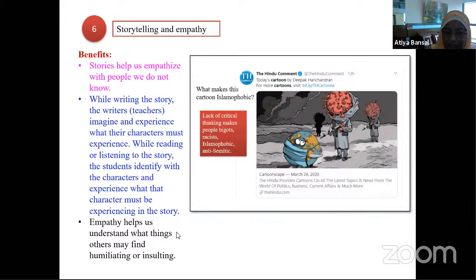Empathy helps us understand what things others may find humiliating or insulting. So if we have lots of good stories about Muslims, people will not be Islamophobic. Like during coronavirus, there were so many deaths. And stories came that when non-Muslims had a death in the family, even in my place, an old woman died, and her own family abandoned her, they didn't want to take her for cremation. And these Muslims, they came. They took the dead body, they cremated according to Hindu rites.